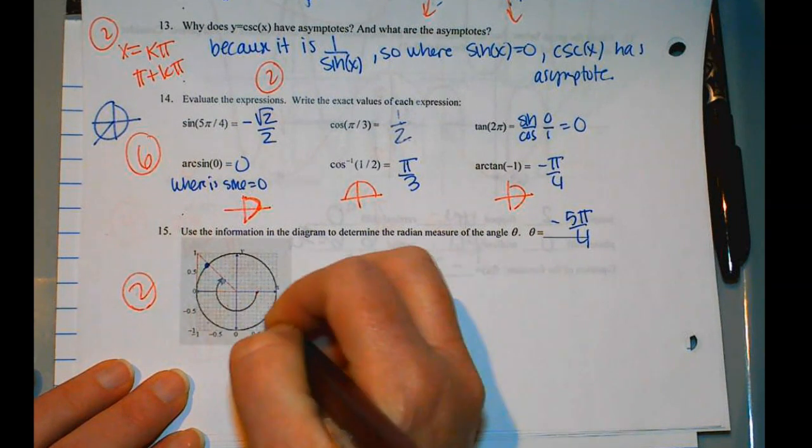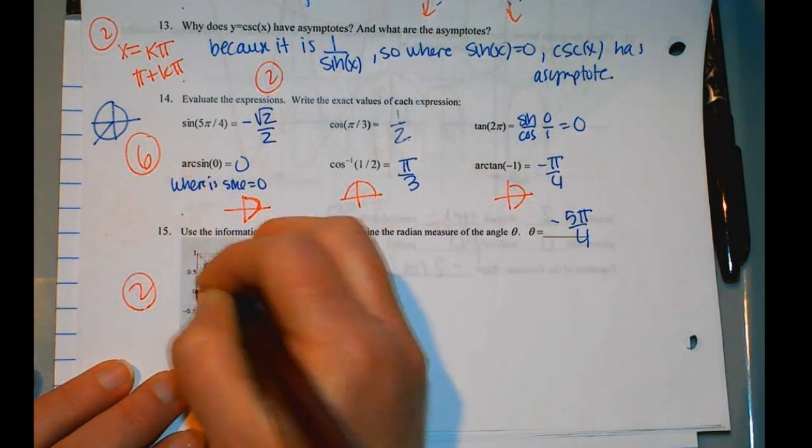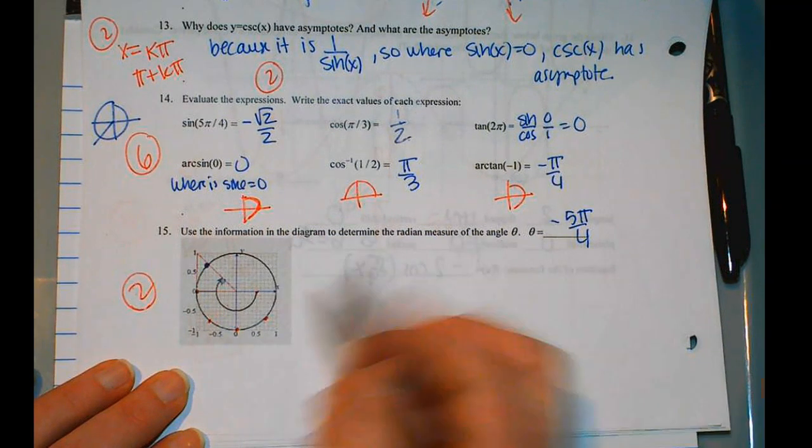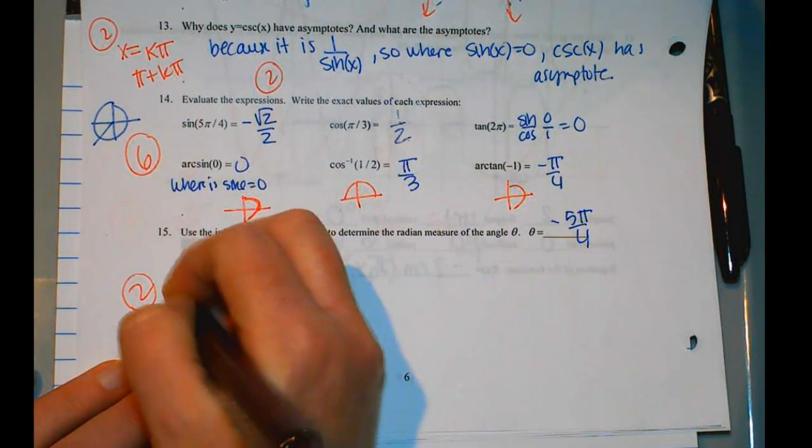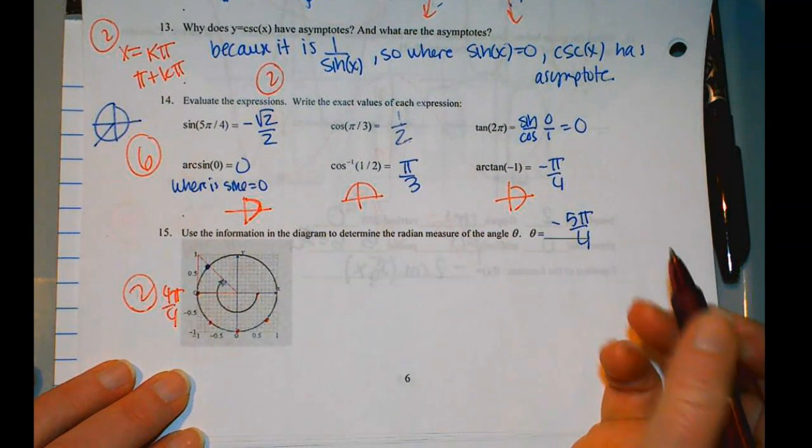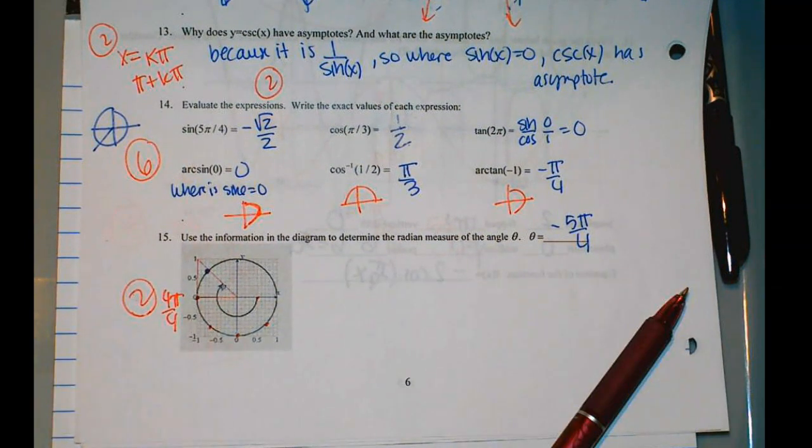So you count 1, 2, 3, 4, 5. Or you count, this is 4 over 4 pi. And so the next one is 5 over 4 pi. Doesn't matter to me how you count it or make sense out of it, as long as you can get there. It needed to be negative 5 pi over 4.